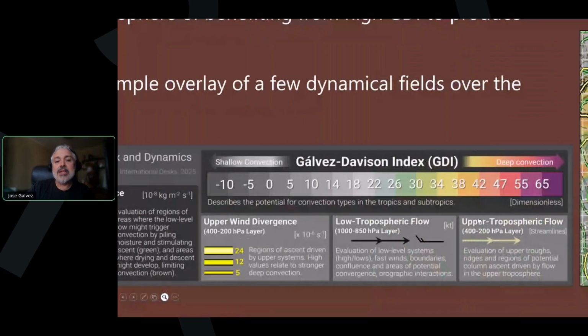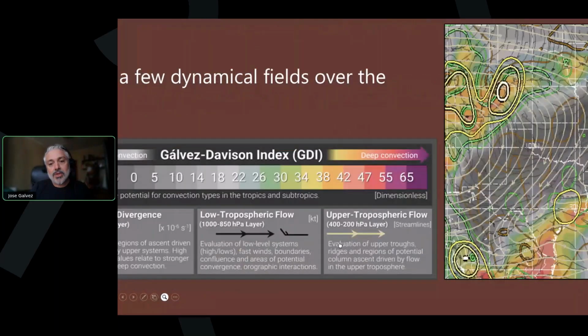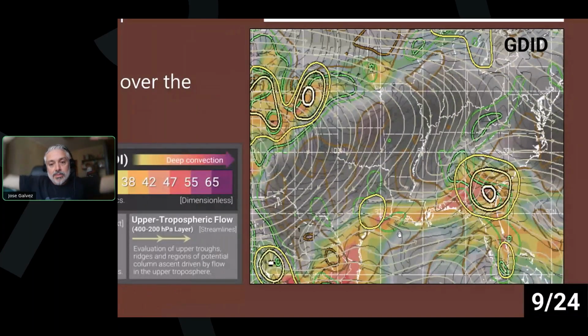It is upper wind divergence, and we use the 400 to 200 layer. So that is telling you that also in that region, you might have diverging flow in the upper troposphere, which favors ascent, right? So that is another factor that highlights the chance for your atmosphere to use that GDI to produce convection. So if you ask me, just looking at this, I have more confidence that convection is going to form here, where you have all these values intersecting, than here.